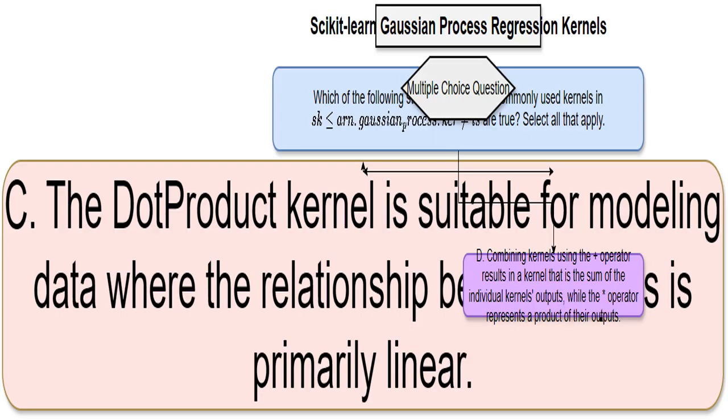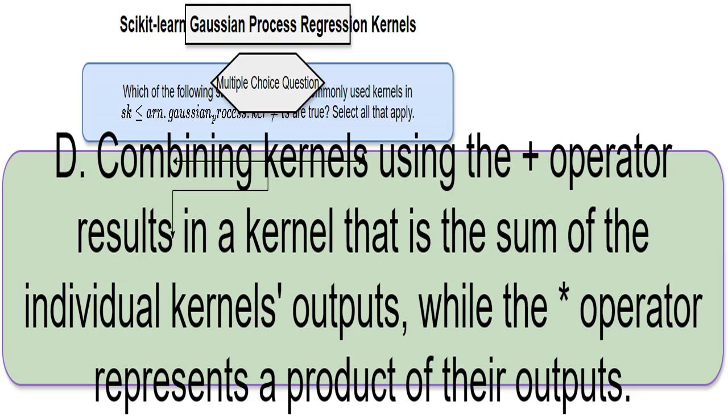The dot product kernel is specifically designed for linear relationships. It uses the dot product of input features, which directly reflects the linear correlation between them. So, if you suspect a primarily linear relationship, this is your kernel. Combining kernels is a fantastic tool for creating more complex models. The plus operator adds the outputs of individual kernels, while the asterisk operator multiplies them. This allows you to build hybrid kernels that capture various aspects of the data.